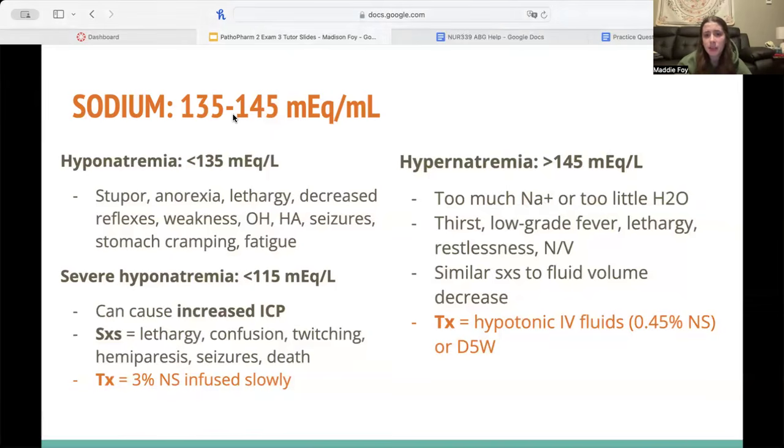Hypernatremia then is excess sodium, so over 145. It can actually be from too much sodium itself or also too little water, so that sodium concentration just naturally is greater. You can see thirst, maybe even a low-grade fever, nausea, vomiting. The signs and symptoms are pretty similar to a fluid volume loss, just because, again, where sodium goes, water goes. And the treatment here is a hypotonic IV fluid. So again, 0.45 or D5W.